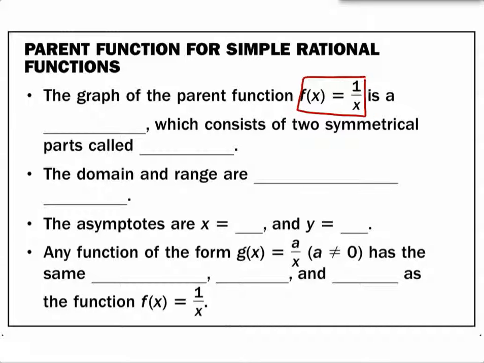If you have this basic rational function, f of x equals 1 over x, they call it a parent function because everything else will be taken off of this. The shape is called a hyperbola.